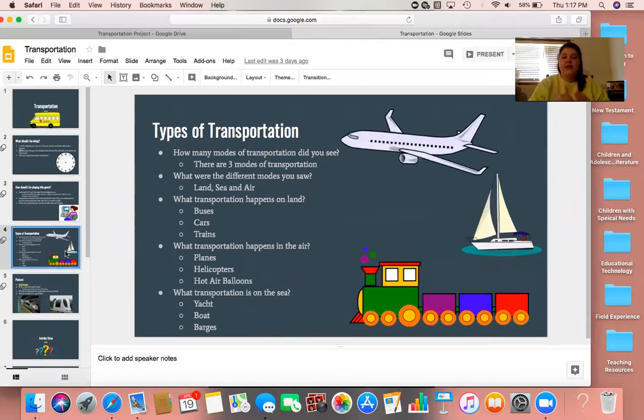So then I had each of these things pop up individually. I had this pop up, and it said, how many modes of transportation did you see? I called on a student. They told me 3. So then we clicked it. And so on and so forth. So basically for each one, I had each one appear on click. And as I clicked it, the question would pop up and then the answer.